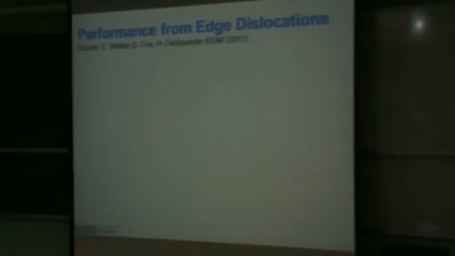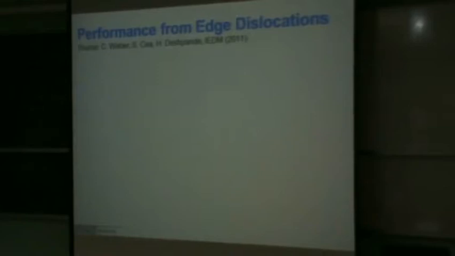This work is a couple years old now, but I'm going to show you a defect that you actually want to exploit and accentuate. And these are edge dislocations. I think this is one source of strain that I don't think Connell covered, but I want to talk about it.